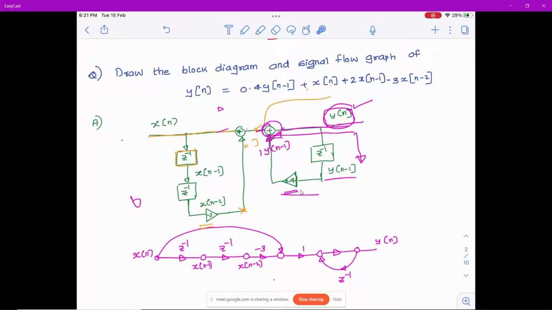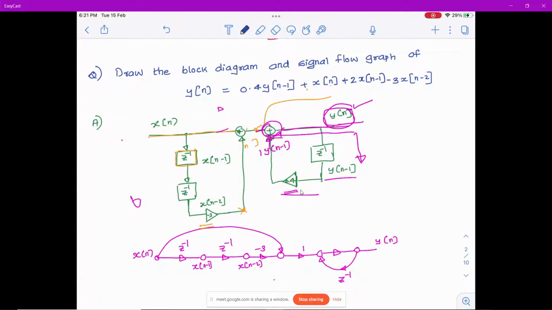Okay, now, but with x of n minus 1 you need to add 2, sorry, multiply by 2, which will get added with minus 3 into x of n minus 2. Minus 3 into x of n minus 2 is already coming here. So if I put an adder block here, and if I add here with this branch of x of n minus 1, then basically it is equivalent to adding 2 x of n minus 1 minus 3 into x of n minus 2.